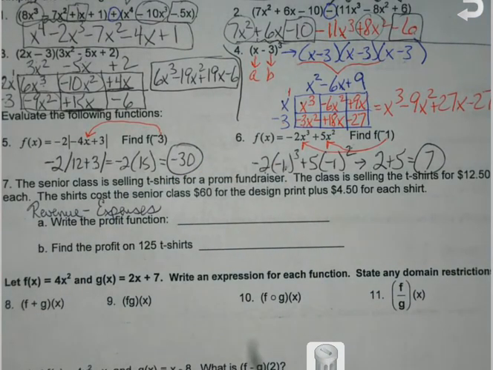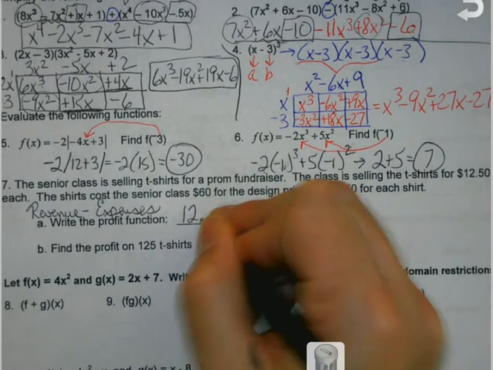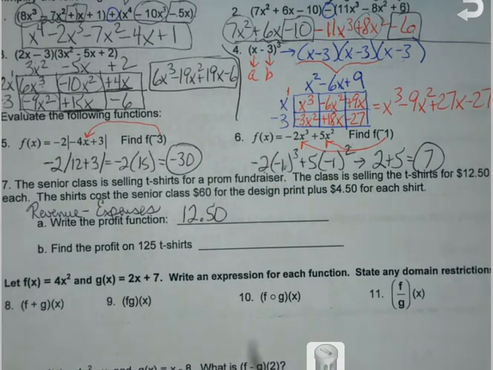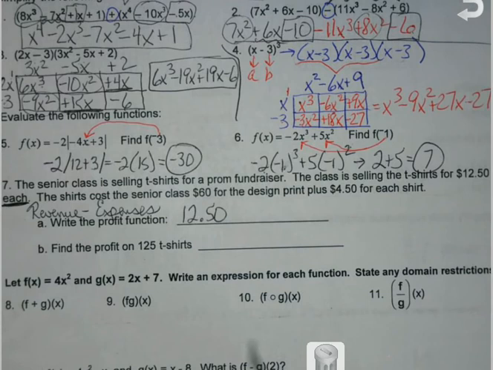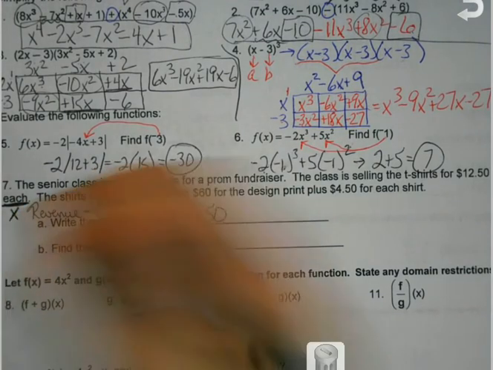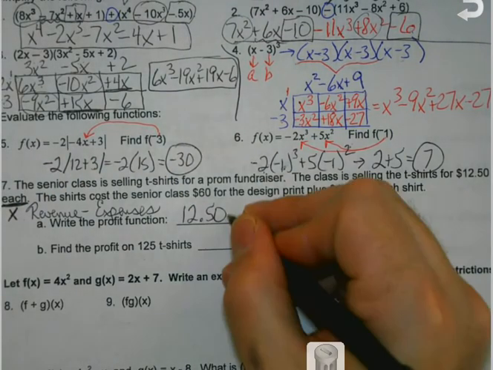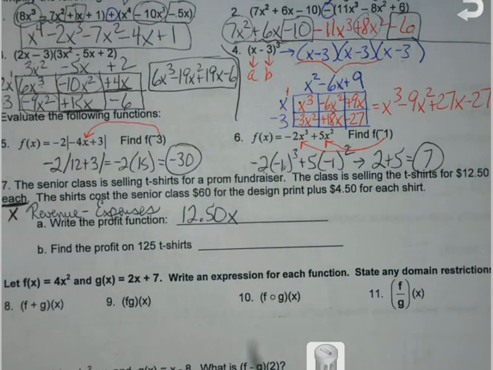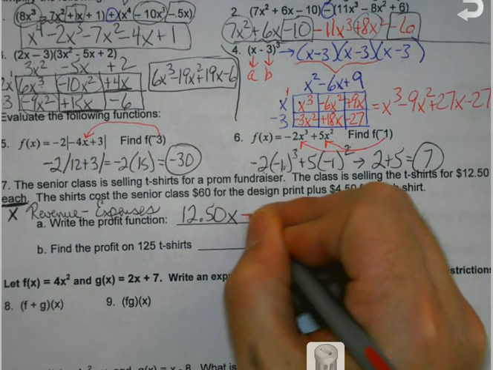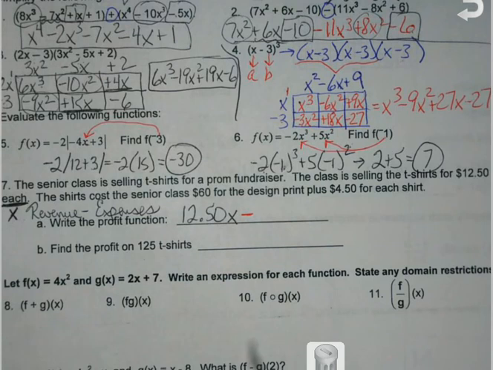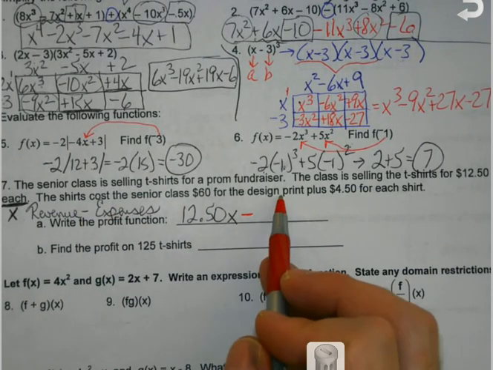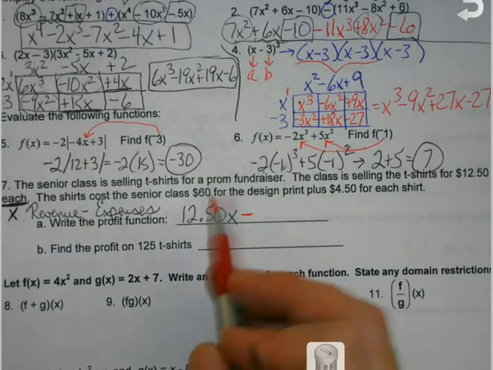My revenue, how much money am I taking in sales? Well, if we're selling shirts for $12.50 each, here's where I have to be careful. I'm getting $12.50 for a shirt, but I don't know how many. When you see a magic word like each, we have to represent that somehow. So we represent that with X or whatever other variable you'd like to use there. So I'm making $12.50 times the number of shirts. But there's expenses involved. So we're going to subtract those. They cost us $60 for the design, so whether I make one shirt or 1,000, I have to pay that $60.